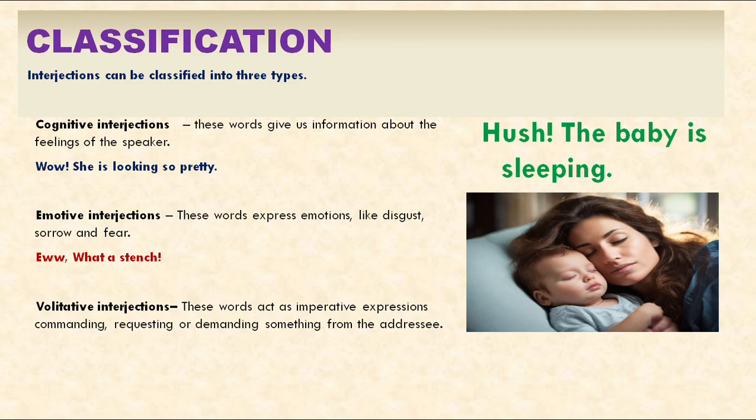Volitive interjections are words which act as imperative expressions commanding, requesting, or demanding something from the addressee. So, when we want to tell someone to do something, we use volitive interjections. Like here, "Hush, the baby is sleeping." So, we are telling someone to be silent.